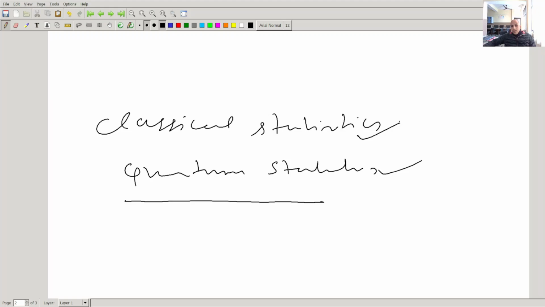We have derived Planck's distribution law in that chapter in which we deal with Bose-Einstein statistics, right? So this was the answer to this very simple question, why we need quantum statistics.